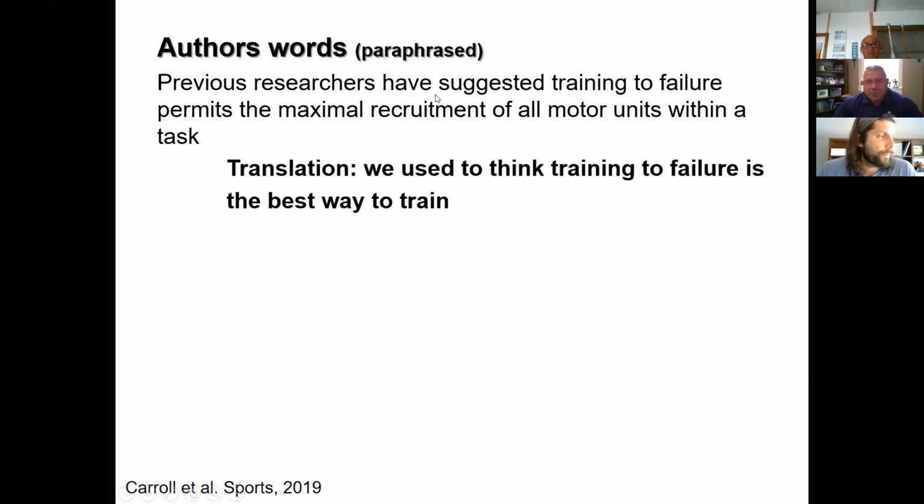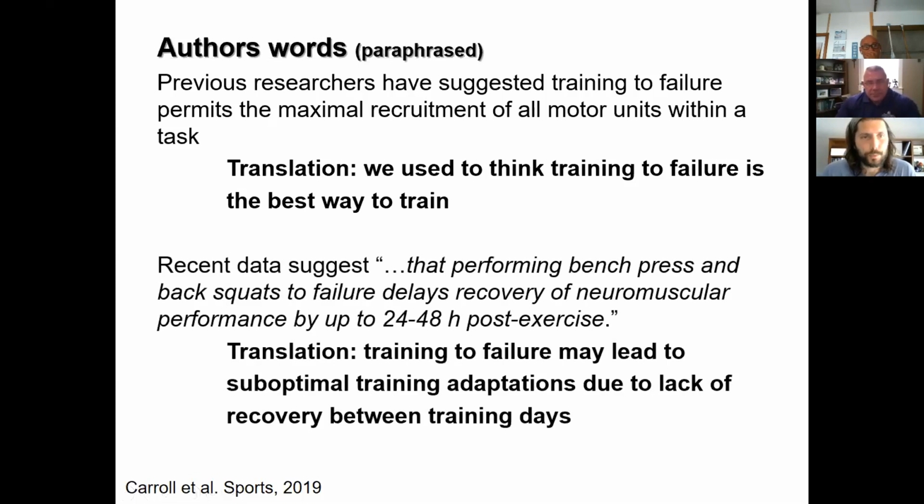And this is sort of paraphrasing the authors' own words in the discussion. They say previous researchers have suggested training to failure permits the maximal recruitment of all motor units within a task. So the translation is, we used to think training to failure was a good thing because we recruit all of our motor units and muscle fibers. However, recent data suggests that performing bench press and back squats to failure delays recovery of neuromuscular performance days after training. And so the translation, which we agree with, is if you always train to failure, you're not allowing your motor units or your muscle fibers to recover.